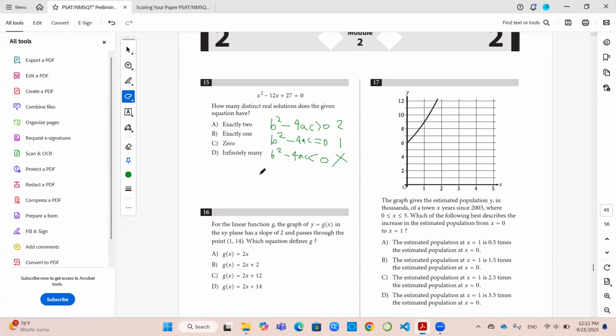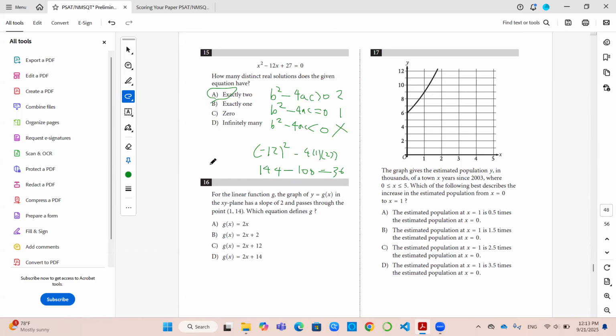So b squared, so negative 12 squared minus 4 times 1 times 27. Let's see what this value is. 144 minus 108, which is equal to 36. So it's greater than 0, right? So we have two real solutions.